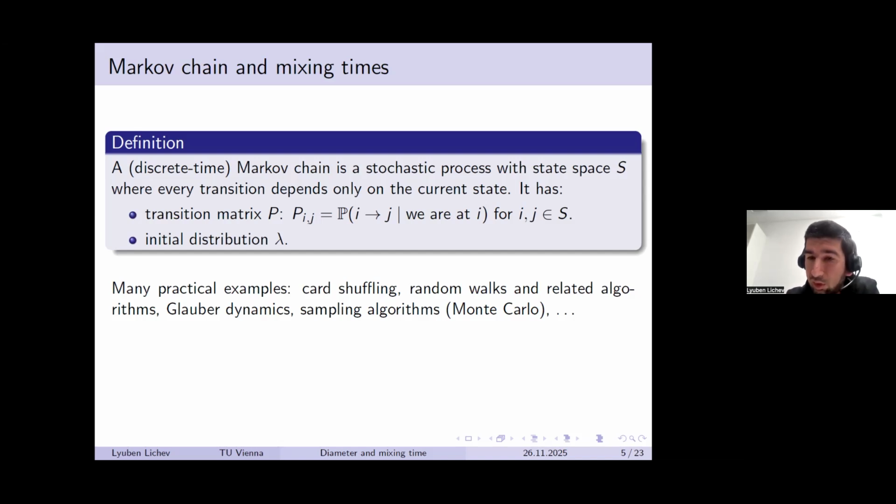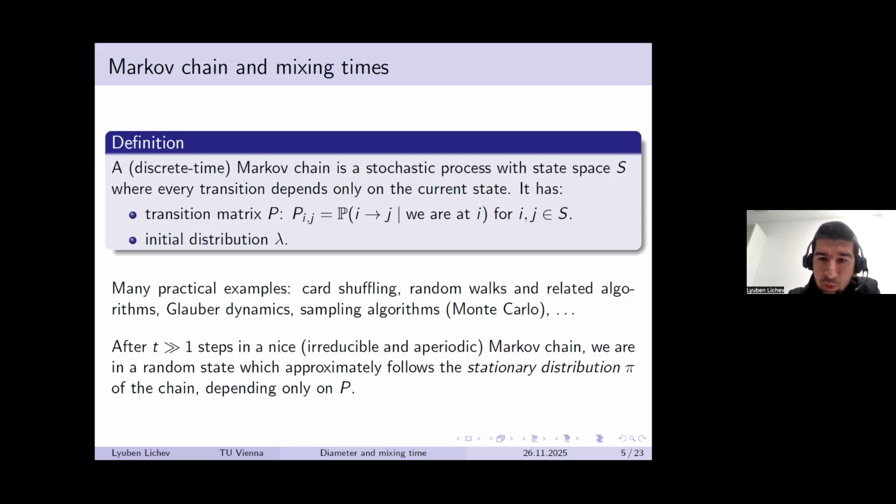So there are different stochastic algorithms which are related to random walks and which use Markov chains. Maybe for people in statistical physics and in mathematical physics, the Markov chain by default is Glauber dynamics, where we have a graph and we have spins on the vertices of the graph, and these are consecutively updated. And of course, Markov chains in practice are used for a number of sampling algorithms, so in particular Monte Carlo algorithms.